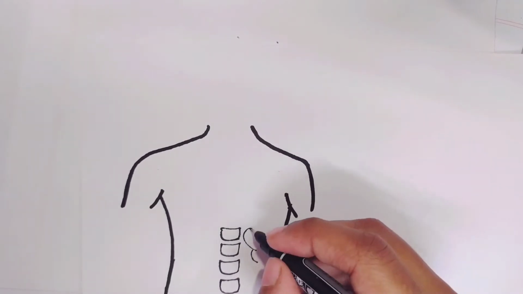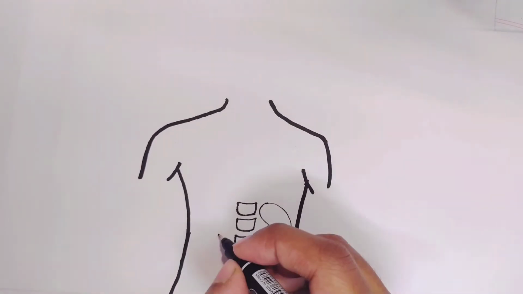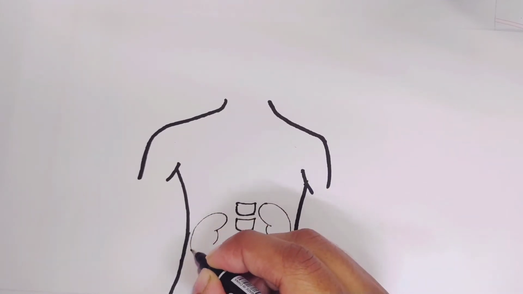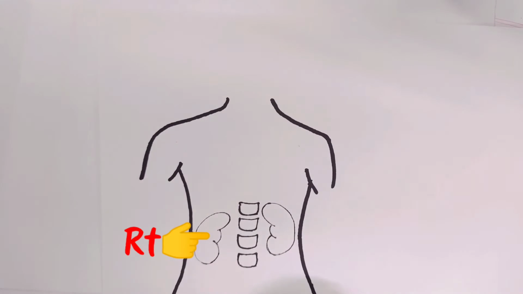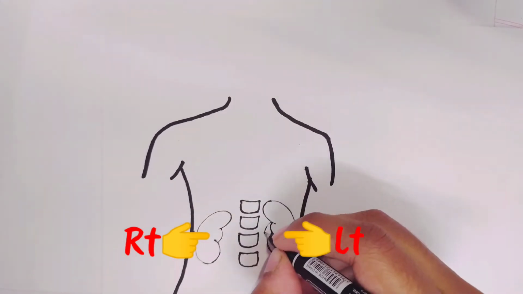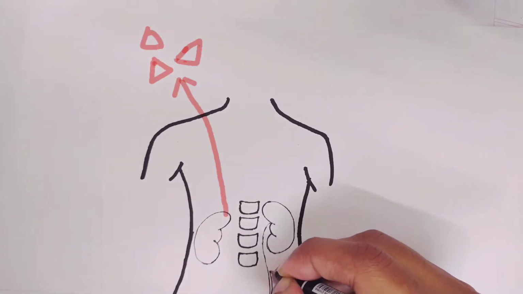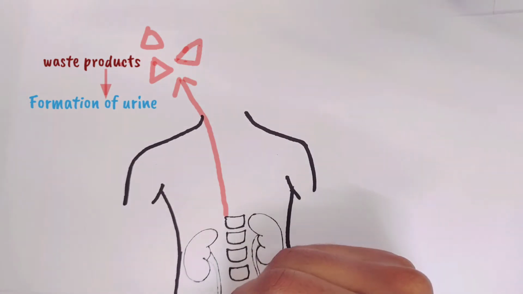The two kidneys are situated on the posterior abdominal wall on each side of the vertebral column, outside the peritoneal cavity. The right kidney is slightly lower than the left one. The two kidneys form urine from excretable materials carried in the blood.